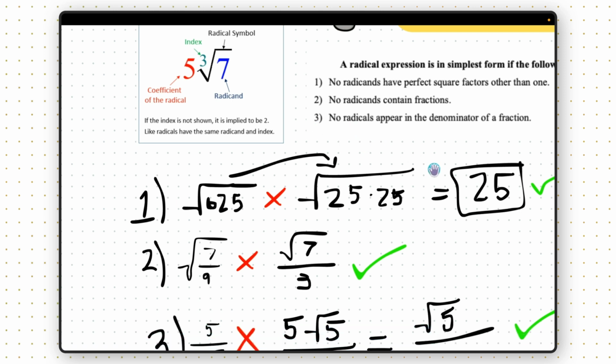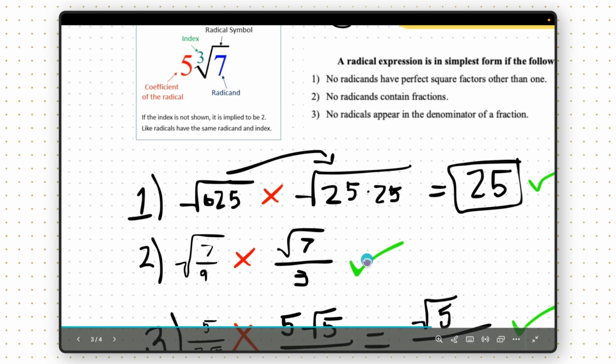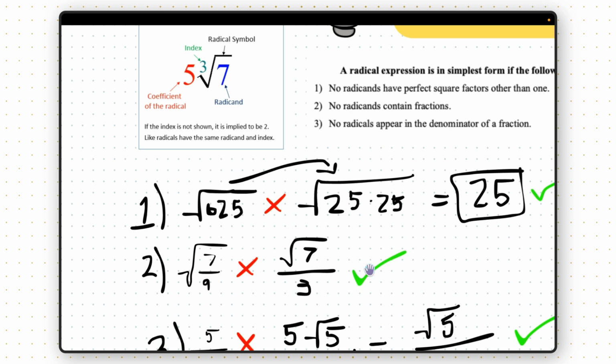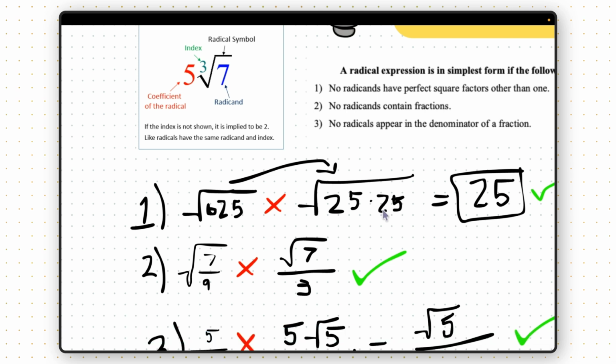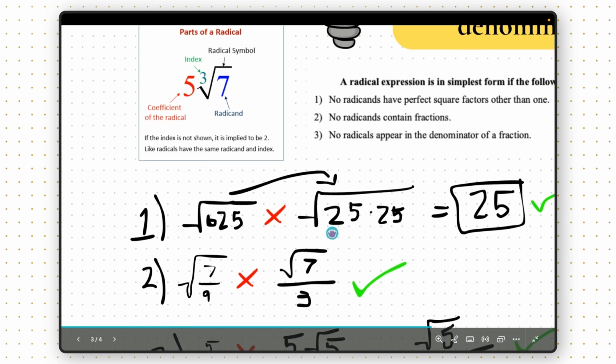Lastly, we have no radicals appear in the denominator of a fraction. Now, even when we're using the quotient rule, we might still find ourselves with radicals in the denominator of the fraction, and we can't have that. So I want you to try picturing this. You're trying to divide 3 by the square root of 2. It's impossible to get a perfectly correct answer, right? Because the square root of 2 is irrational and its decimals are non-terminating. So we can't divide something by an irrational number because we would never get a correct answer, which is why we have to do something called rationalizing the denominator.